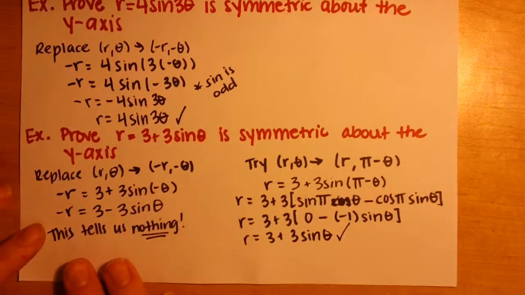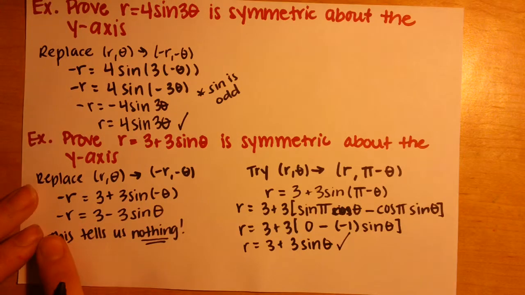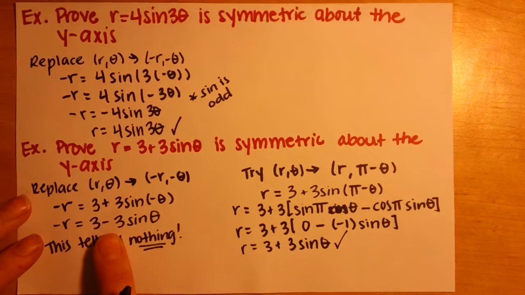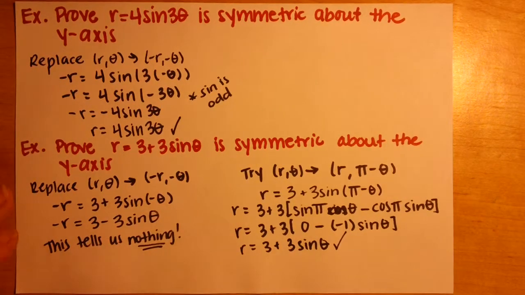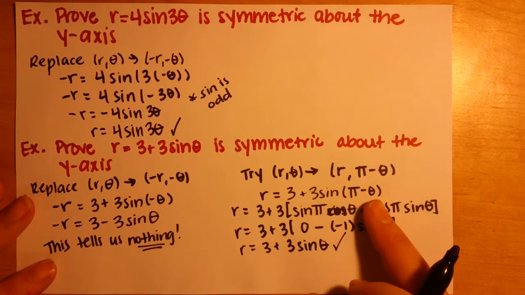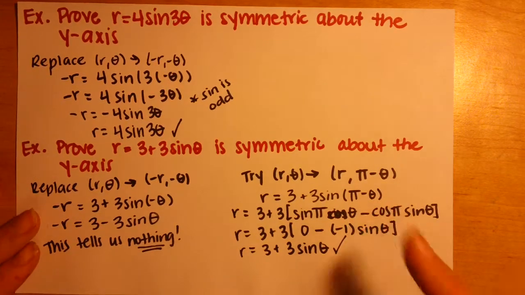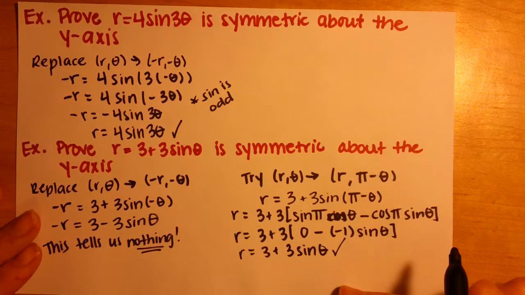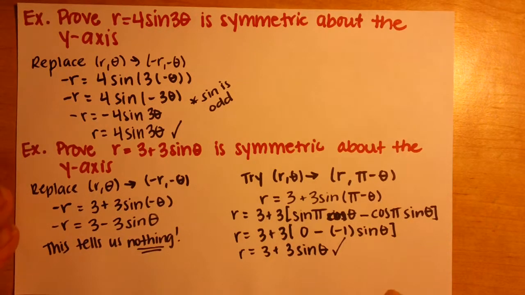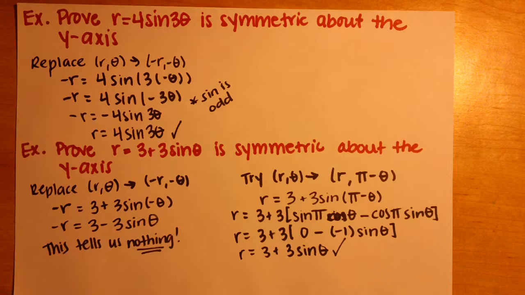So since this one really wasn't telling us much, we had a negative over here, we had a negative over there, we're not really sure what is similar, what is different. We try the other substitution, and we can see that it is in fact symmetric about the y-axis. So you want to make sure you're testing both of them if your first option does not work out.